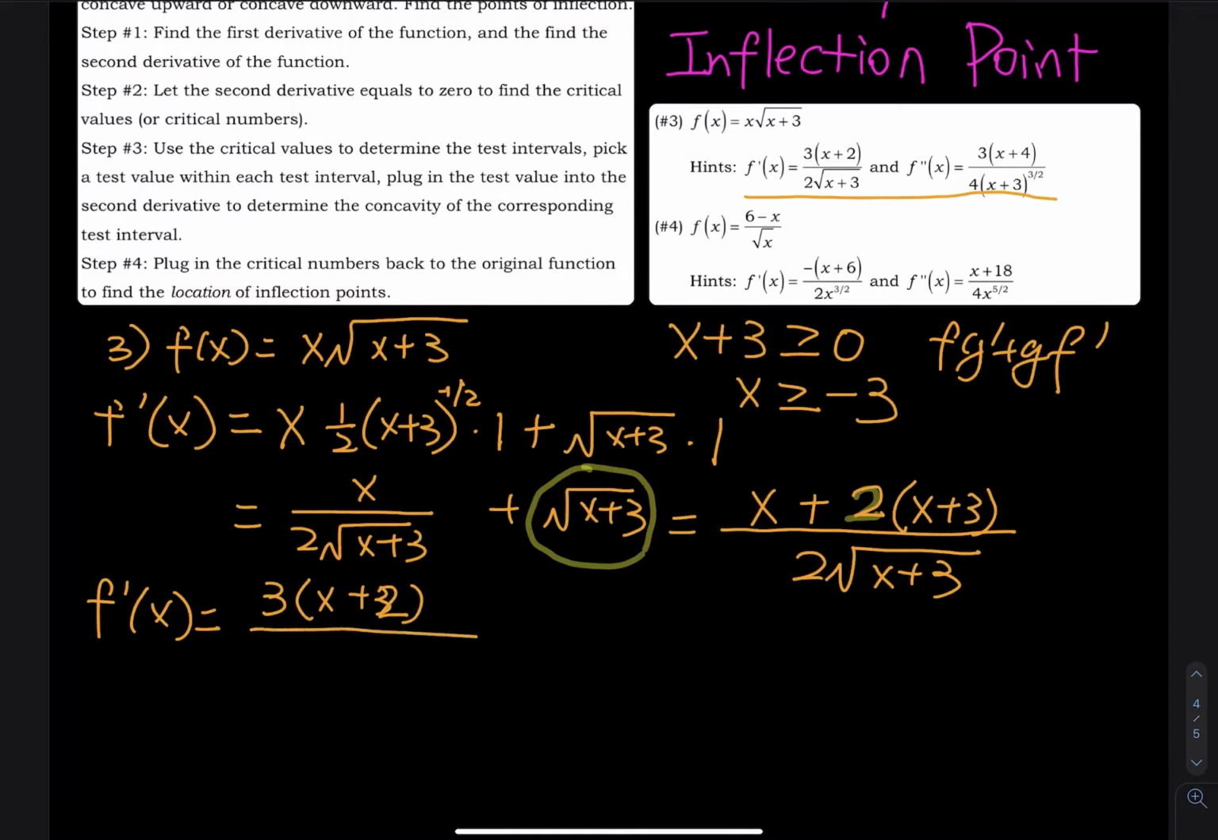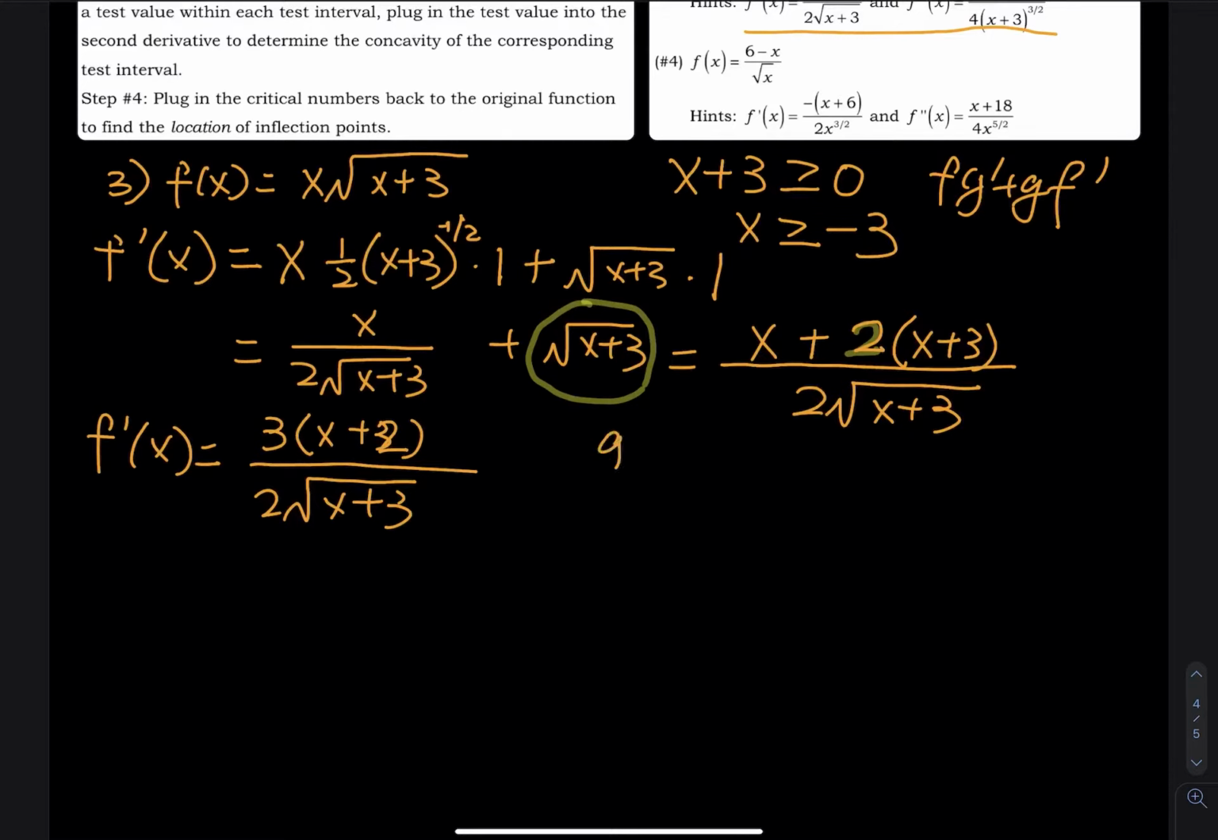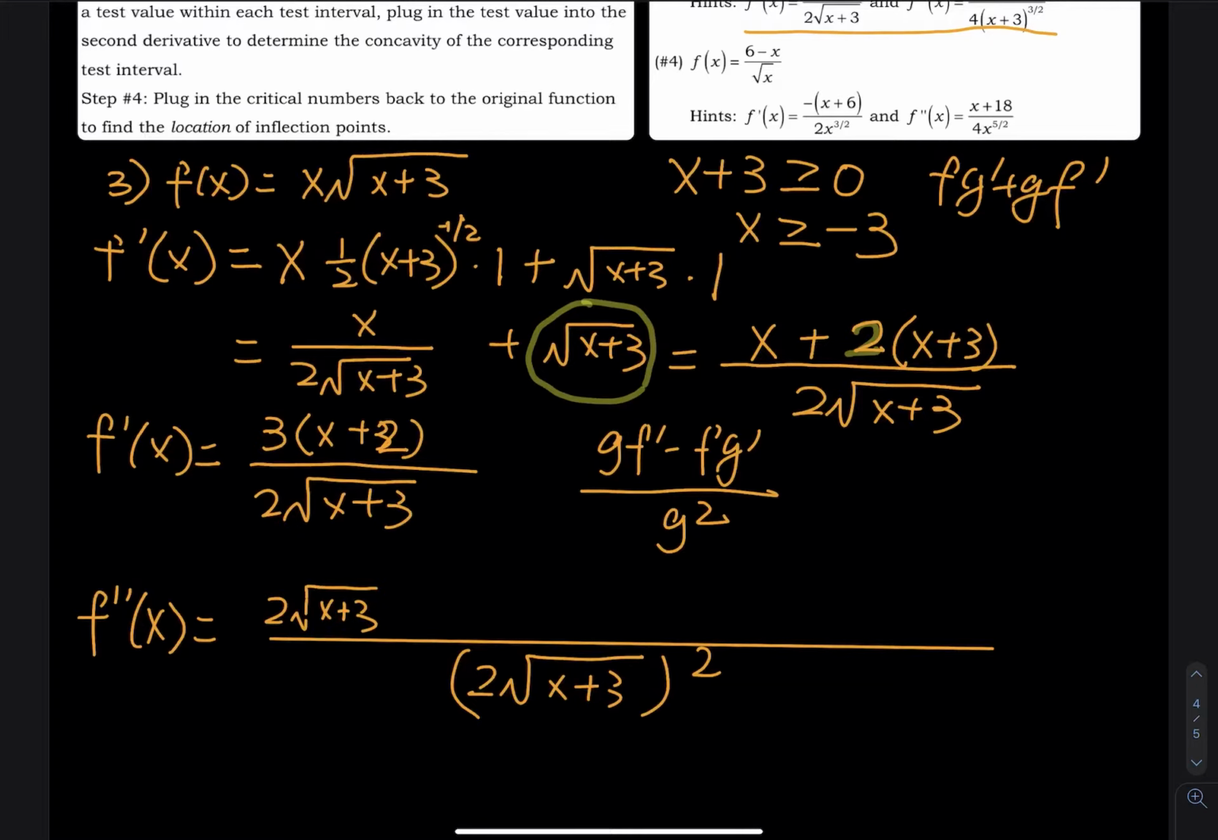So the first derivative is ready, and then you go ahead and take the second derivative using the quotient rule, which is gf prime minus fg prime divided by g squared. So f double prime of x, I am supposed to have a long fraction this time, so prepare a fraction bar. The bottom is 2 square root of x plus 3, and then we square that. Then gf prime, we copy the g, and then the f. What is the derivative for the top?